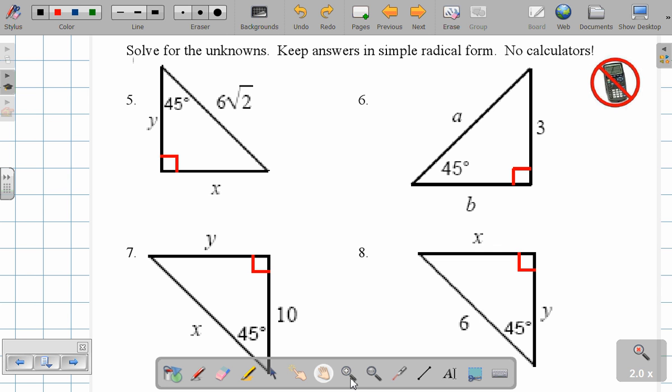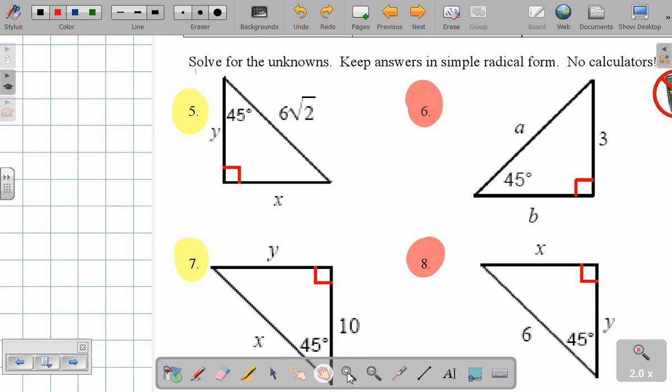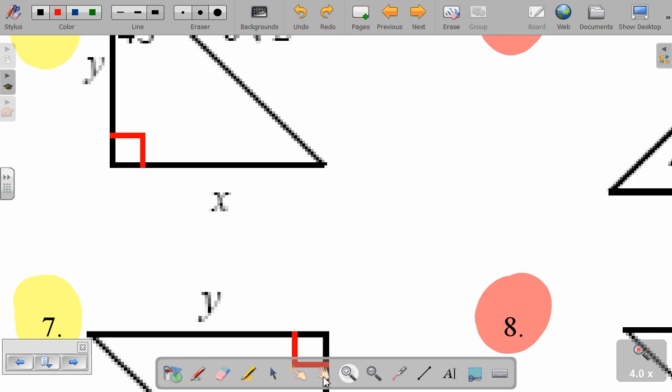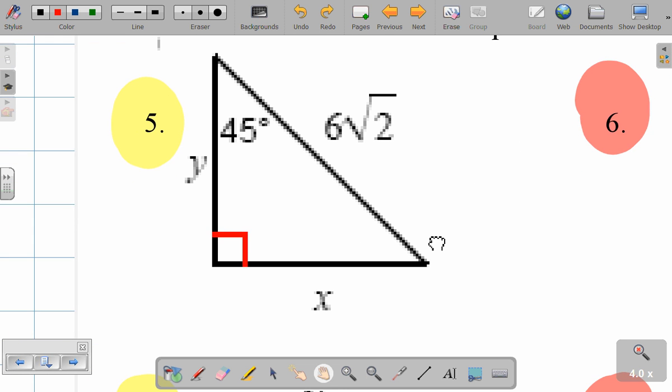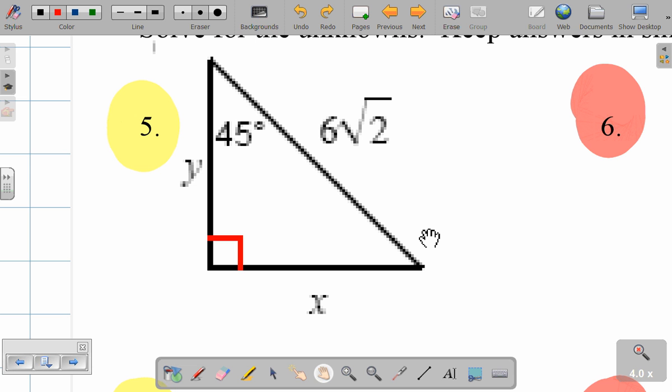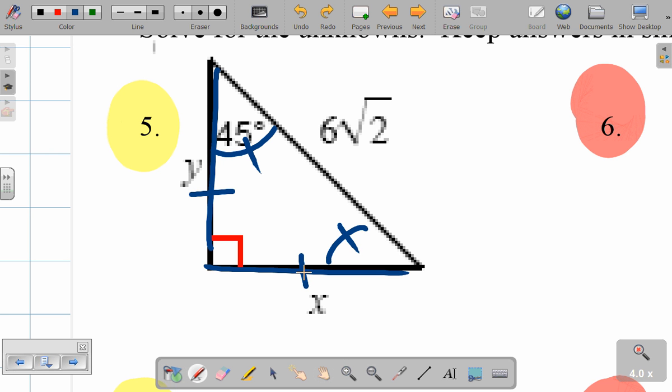Okay. All righty, guys. On the 45, we're going to do 5 and 7, and then you're going to do 6 and 8 on your own real quick. Ready? Let's stay focused on 5. I'm on page 5, problem 5. Okay. 45, 45, 90. Leg, leg, leg root 2. So if these are equal, that means these are equal. So whatever x is, y is as well.